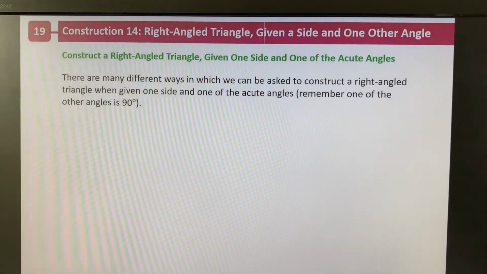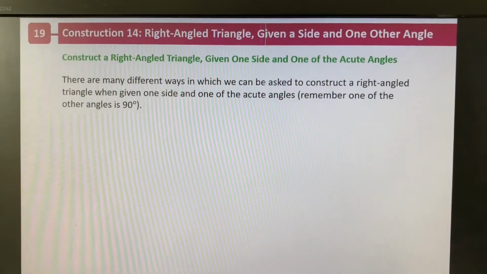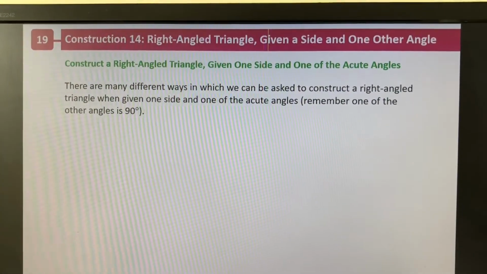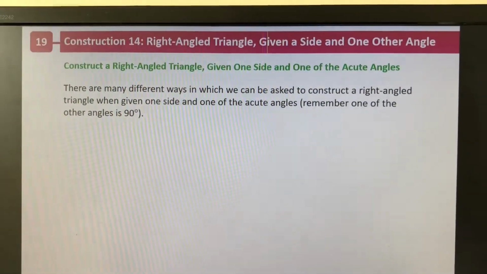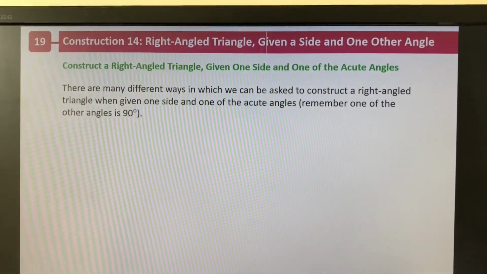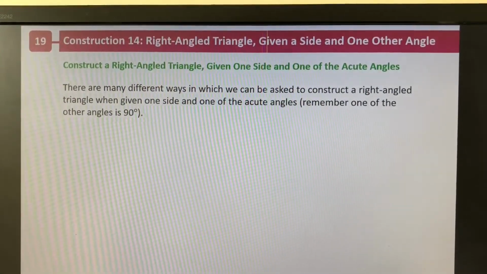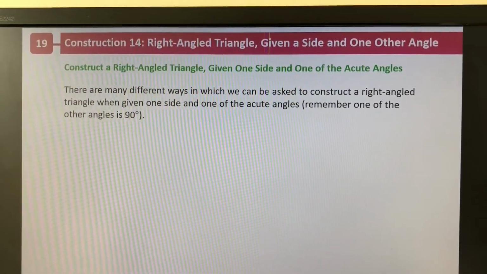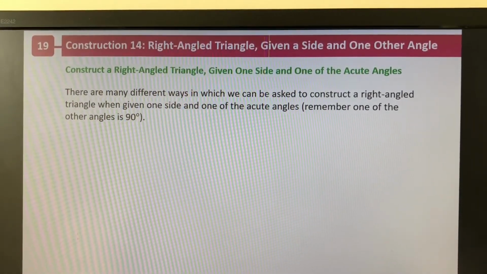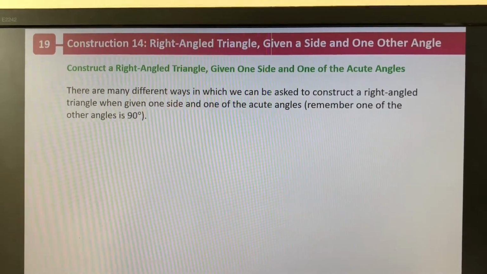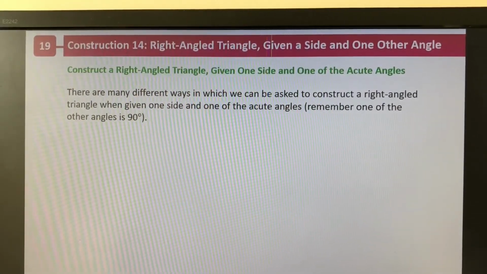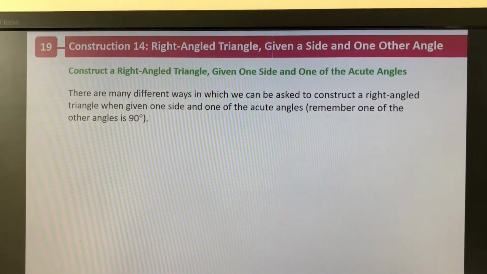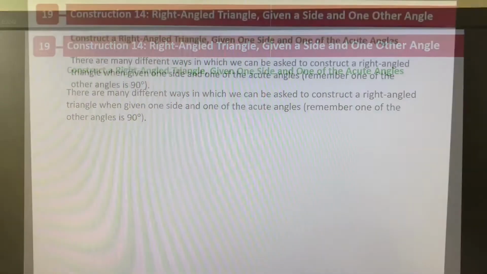Hello there. In this lesson we're going to learn about construction 14. Now construction 14 is a special case of a triangle ASA, and we know that ASA stands for angle, side, angle. So we've been told what 2 out of the 3 angles are, and we have also one side length measurement. But the special case is because one of the angles that we've been given is 90 degrees. So it's another right angled triangle construction.